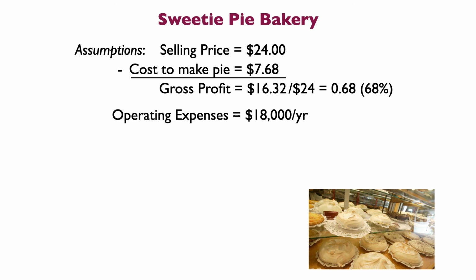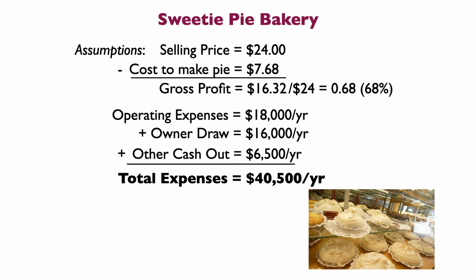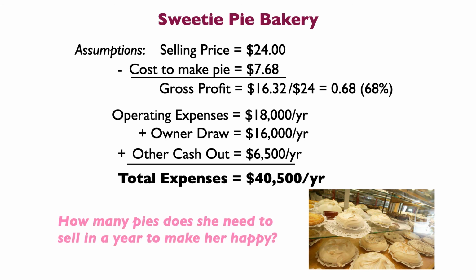Now her costs, of course, she needs to cover the operating expenses of her business, but in addition to that, she wants to take out $16,000 a year for her own uses, and she wants to put some money toward retirement, maybe a vacation. There's some other outgo there. If we add that total up, we find that she wants to cover $40,500 worth a year in these expenses. Question then is, okay, if that's what it takes to make her happy, how many pies does she need to sell in a year to make her happy?